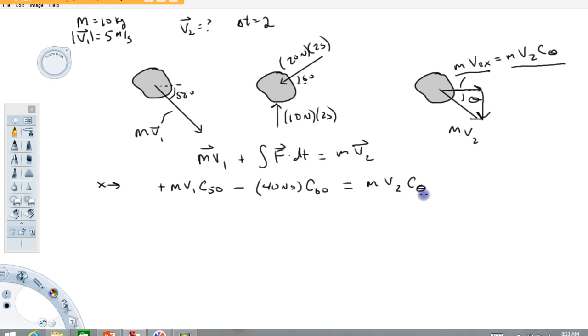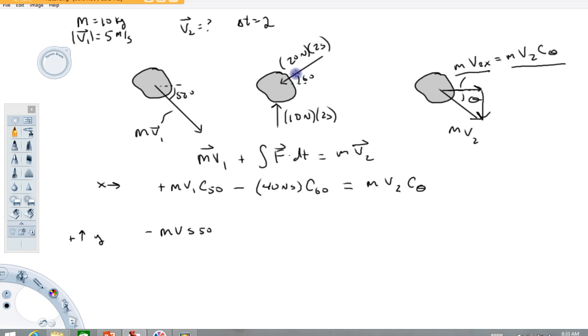Now we're going to do the impulse momentum equation in the y direction. I'm going to call up positive. You're perfectly free to call down positive if you wish. So you look at our initial momentum vector. Magnitude is mv1 multiplied by sine of 50 degrees is going to give me the y component. Now that y component points down, so I'm going to put a minus sign there.